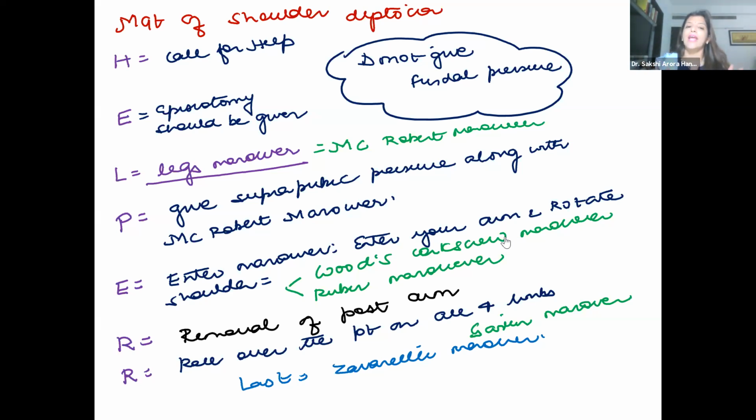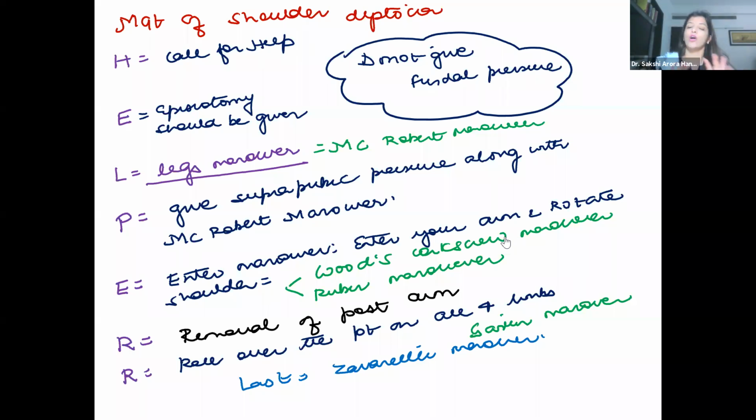L stands for leg maneuver. That is the McRoberts maneuver. That's the first maneuver which you do. In this leg maneuver, or the McRoberts maneuver, you flex the thighs of the patient against her abdomen and then abduct them, right? I'm going to tell two helpers to do this, and I'm going to abduct her thighs. And simultaneously, I'm going to give suprapubic pressure. You never give fundal pressure in case of the McRoberts maneuver, right? So P stands for give suprapubic pressure along with it.